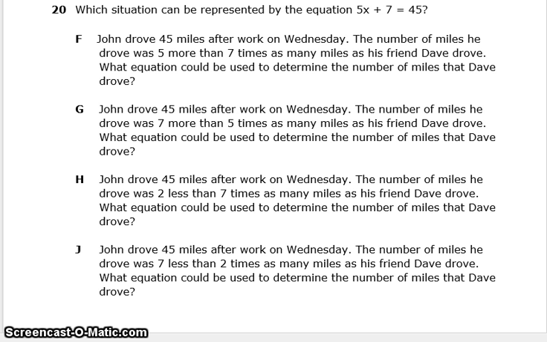J. John drove 45 miles after work on Wednesday. The number of miles he drove was 7 less than 2 times as many miles as his friend Dave drove. What equation can be used to determine the number of miles that Dave drove? Which problem matches the math problem?